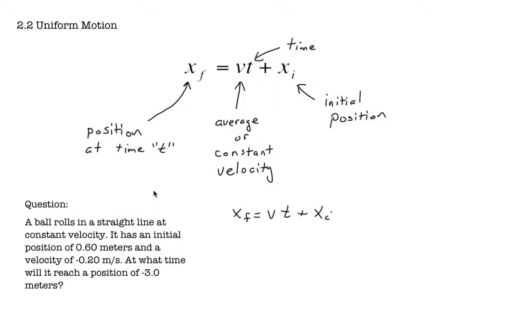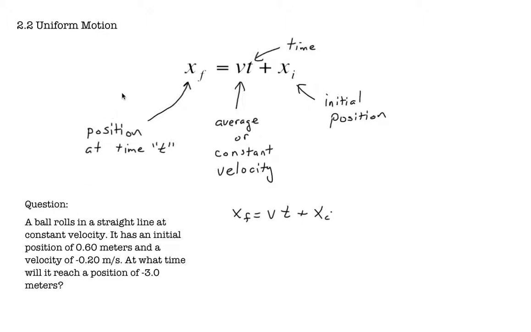So just using this equation to do problem solving, it could be a question like this, where I wrote it out here in this wonderful typeface. A ball rolls in a straight line at constant velocity. It has an initial position of 0.6 meters and a velocity of negative 0.2 meters per second. At what time will it reach a position of negative 3 meters?